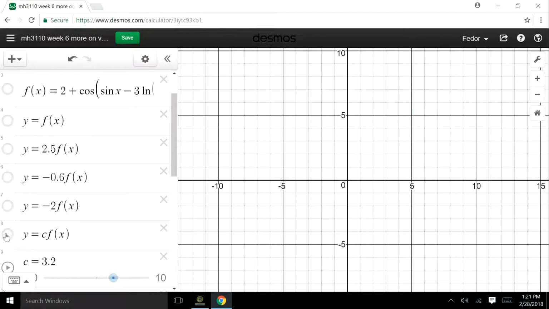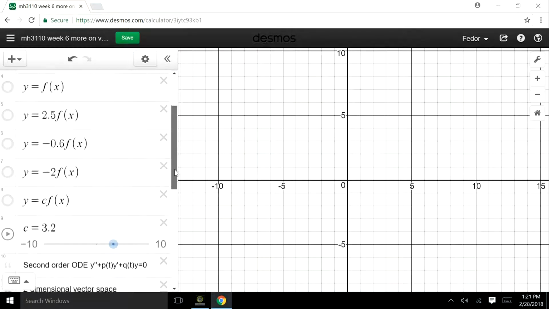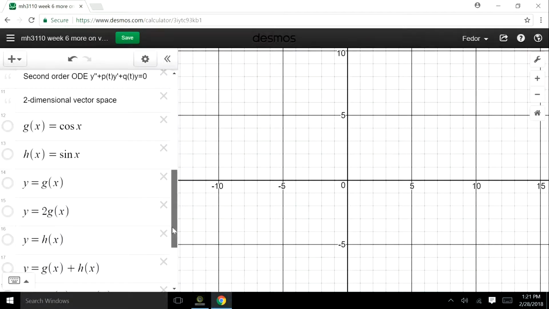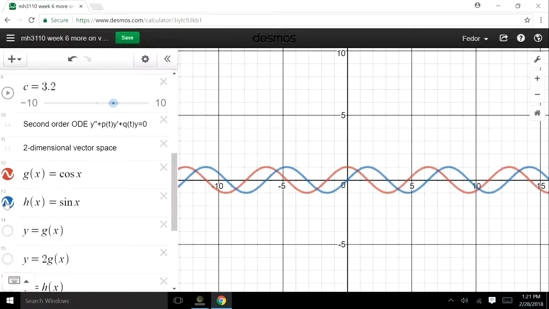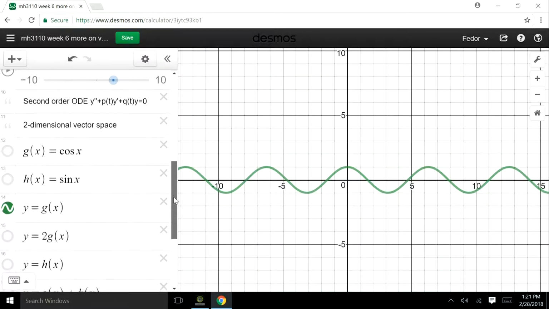So that was a first-order differential equation. Let us look at a second-order differential equation. The set of solutions of a second-order differential equation is a two-dimensional vector space. It means that if you have one solution and some other solution, then any linear combination of them is going to be again a solution.